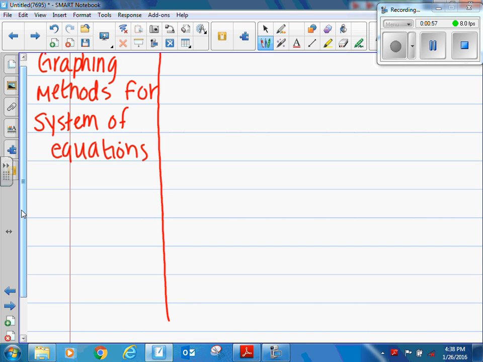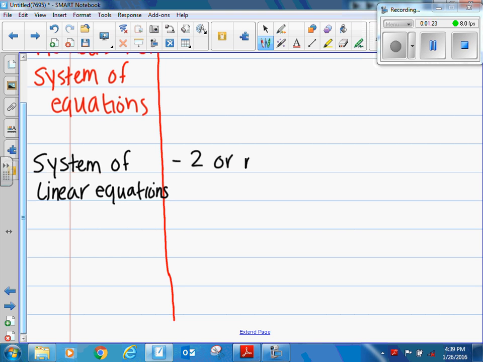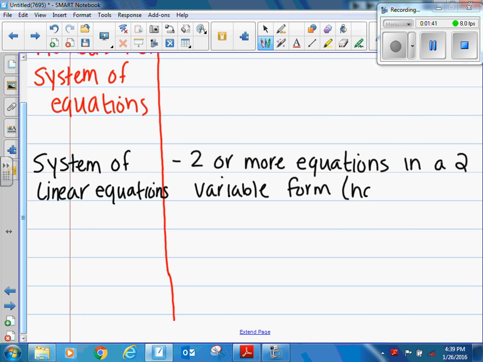So first of all, we have to talk about what exactly is a system of linear equations. Well, we all know what a linear equation is, right? Because that's what we just discussed. A linear equation is a graph of a line or an equation of a line. So a system is when you have two or more equations in a two-variable form. And all they mean by in a two-variable form is that you're going to have an x and a y.